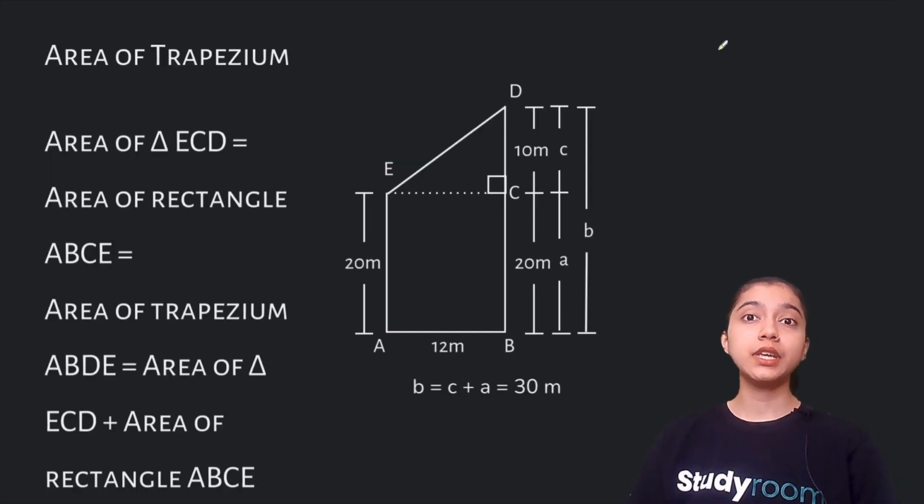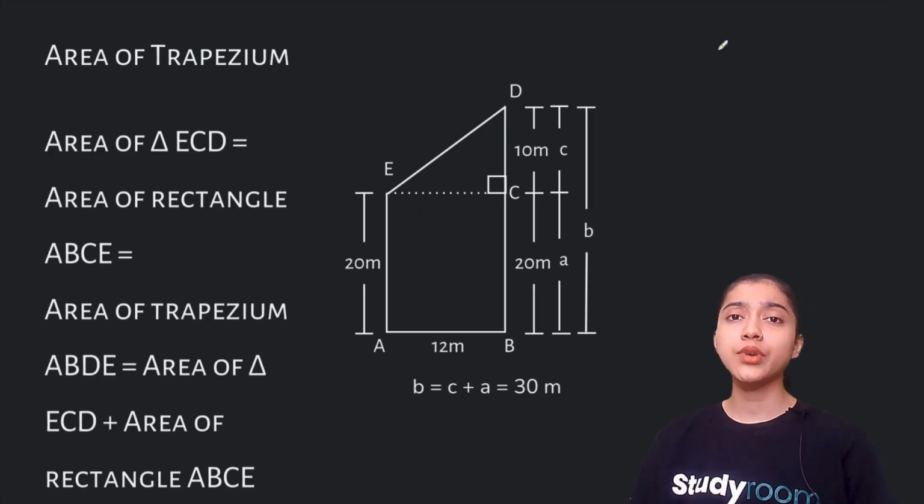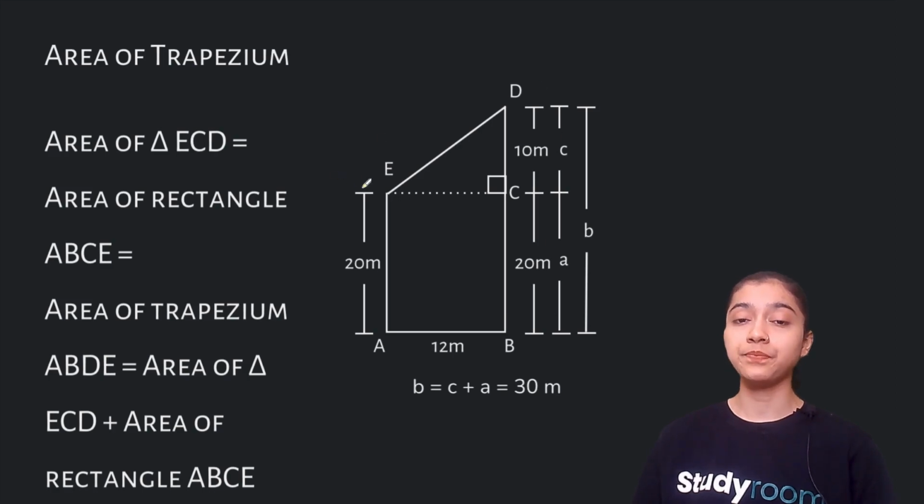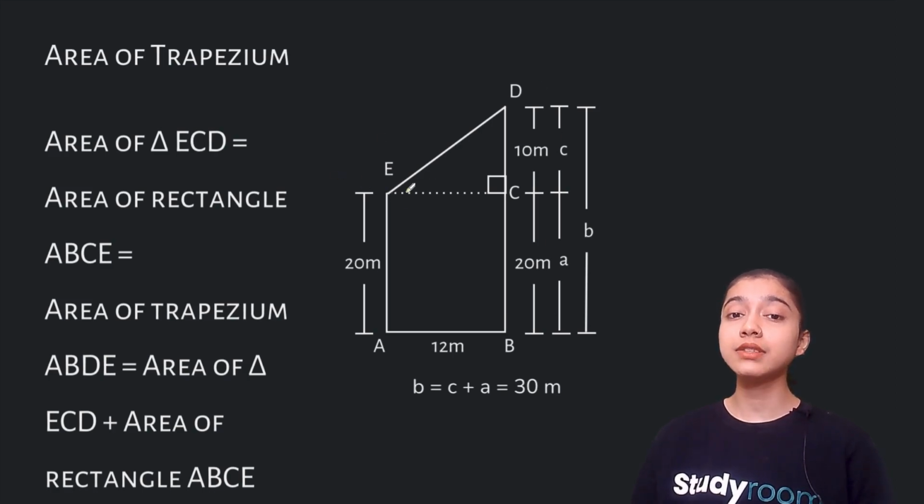Now that I have taught you the area and the perimeter of square, rectangle, circle, parallelogram, I'll be teaching you how to calculate the area of a new figure, that is trapezium. So in a trapezium, we have 2 parallel sides and 2 non-parallel sides. So the trapezium given over here is ABDE. Now in this trapezium, if we construct this line EC, which is parallel to AB, such that it divides the trapezium into 2 figures. One is this rectangle ABCE and the other is the triangle ECD.